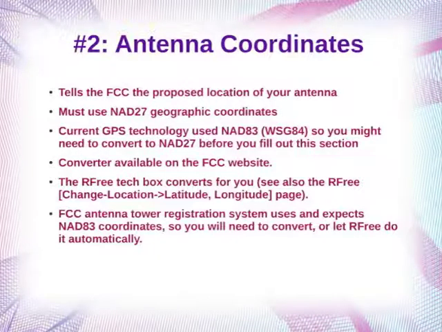Okay, antenna coordinates is field number 2 in our tech box. The antenna coordinates are the coordinates of the location where you're going to be placing your transmitter site and your antenna. For this, it's really, really important that you enter your coordinates in the format NAD27. A lot of GPS technology uses NAD83, and I believe Google also uses NAD83. So you have to convert these coordinates to NAD27.